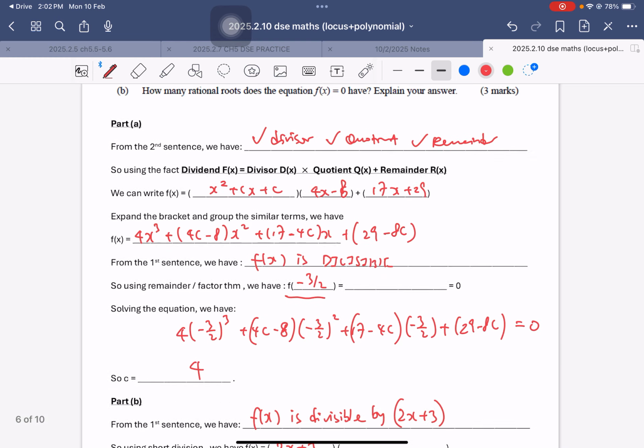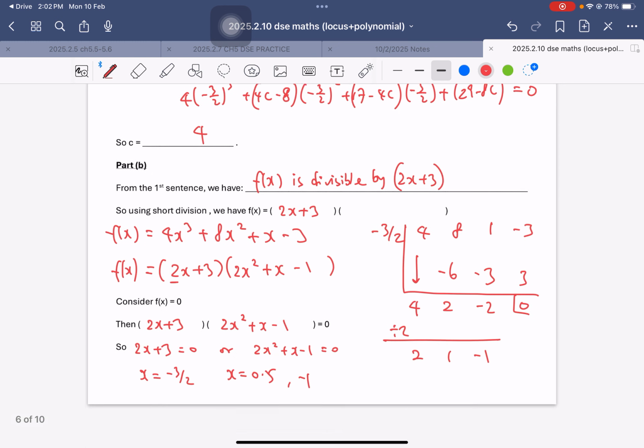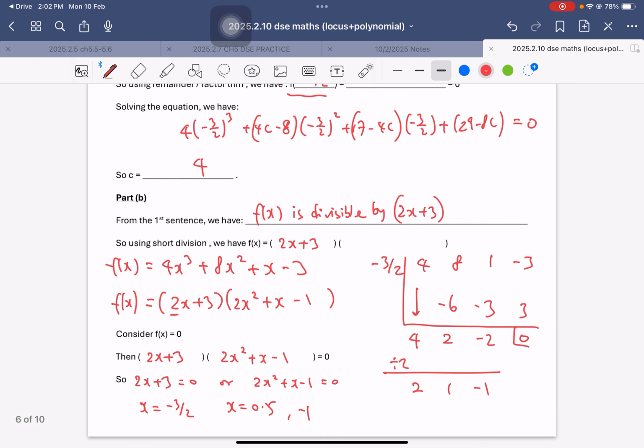So the question is asking how many rational roots? So how many rational roots do we have? 3. 0.5 is equal to 1 over 2. Is the negative 1 a rational number? All the integers are rational, isn't it? So that we have 3 rational roots. Okay?